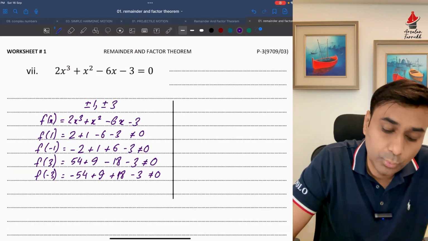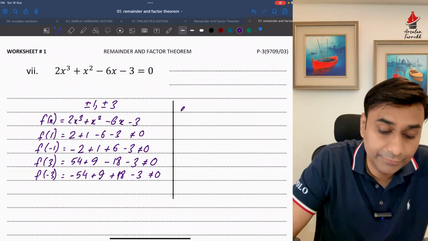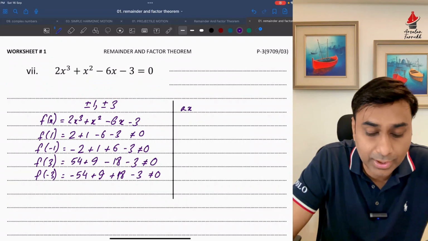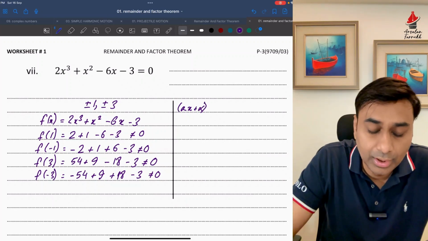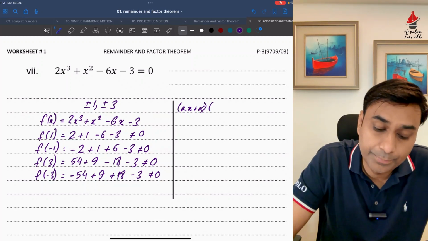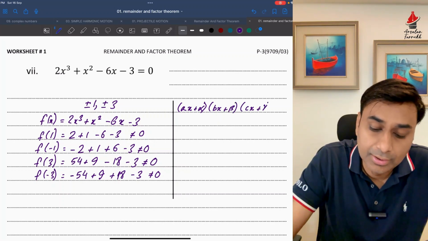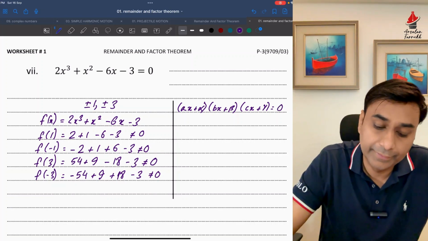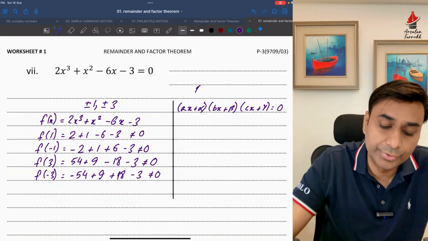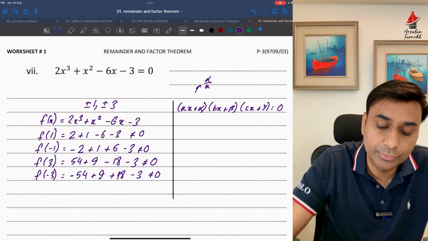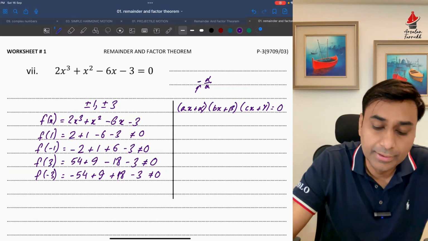Let's say one equation has a factor, one factor of the equation is ax plus alpha, the other factor is bx plus beta, and the other factor is cx plus gamma. So if you have something like this, you do know that one root is minus alpha upon a, the other root is minus beta upon b, and the other root is minus gamma upon c.